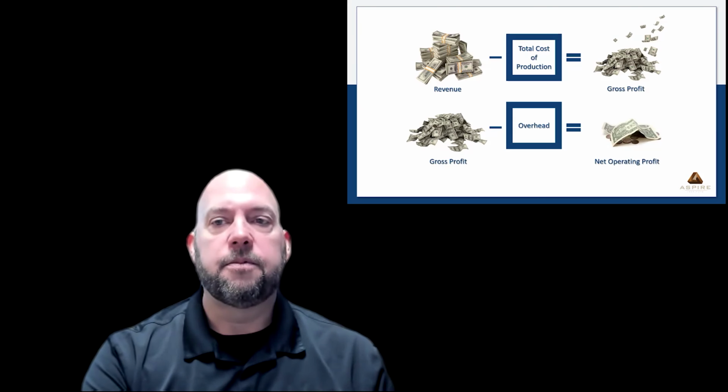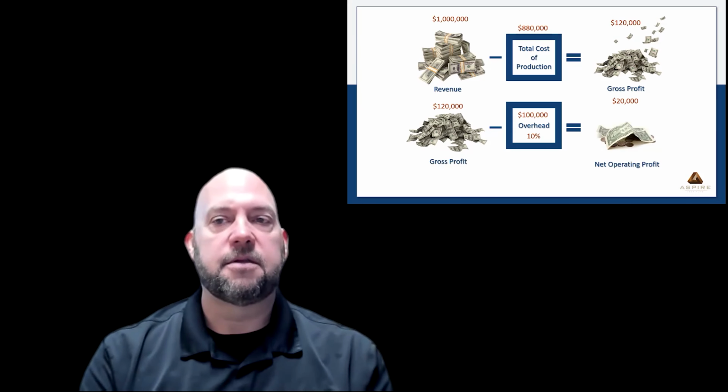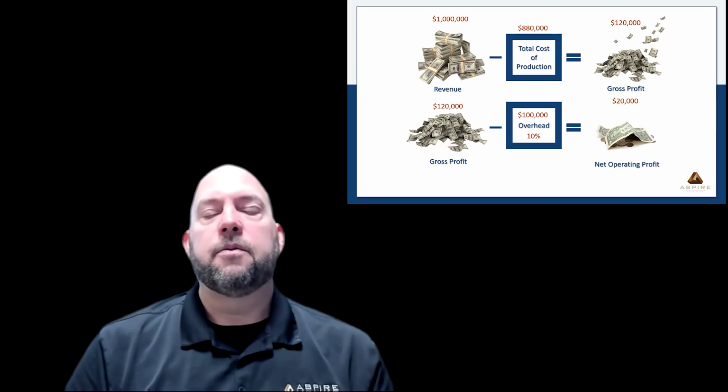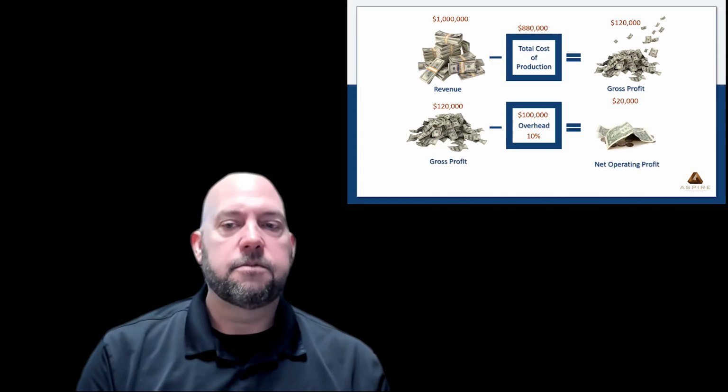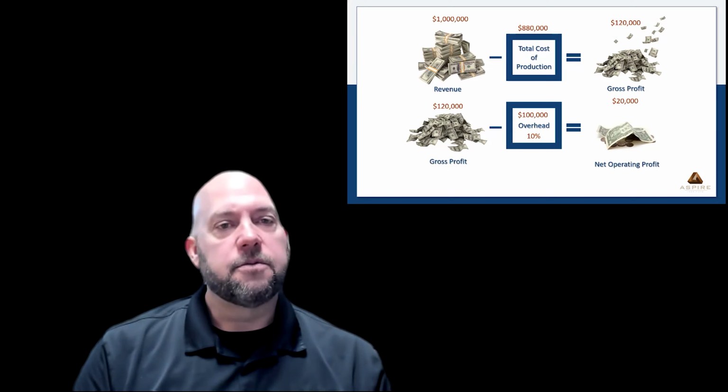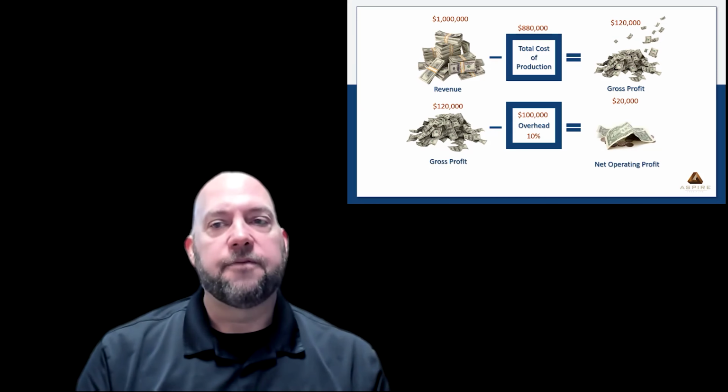So if we were to put some numbers to this, what I see often is something like this. For every $1 million of revenue, we have production costs of $880,000 or about 88%, leaving us with $120,000 in gross profit or 12%. Overhead around $100,000 or 10% leaves us with $20,000 or 2% net profit.